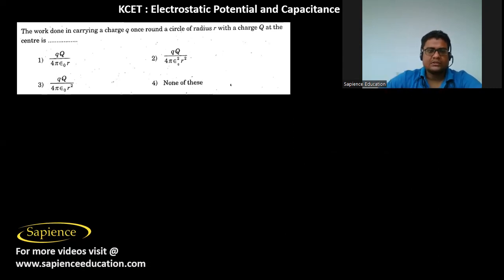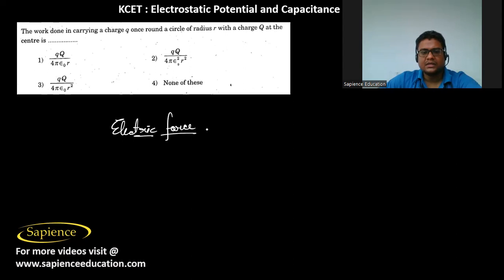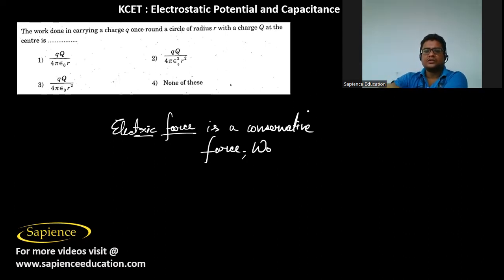Then it is told that the work done in carrying a charge q once around a circle of radius r with charge q at the center. As we know, the electrostatic force, or the electric field, is a conservative field. The electric force is a conservative force. It means that work done in a closed path will be zero.